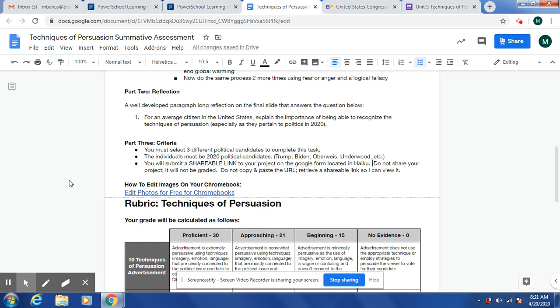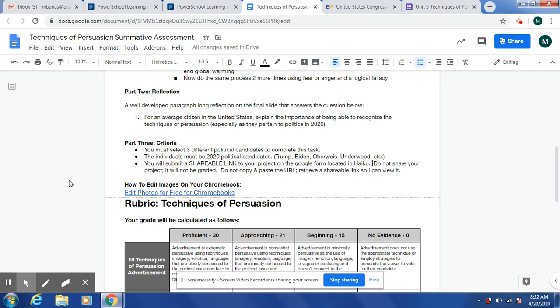So then a reflection: a well-developed paragraph reflection on the final slide that answers the question, for an average citizen in the United States, explain the importance of being able to recognize the techniques of persuasion, especially as we return to politics in 2020. So here's the criteria. You must select three different political candidates. So I don't want an ad for the same person three times. So you're not going to do that. Individuals must be 2020 political candidates. So Trump, Biden, Oberweis, Underwood.